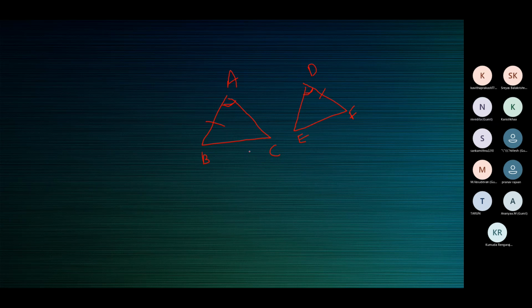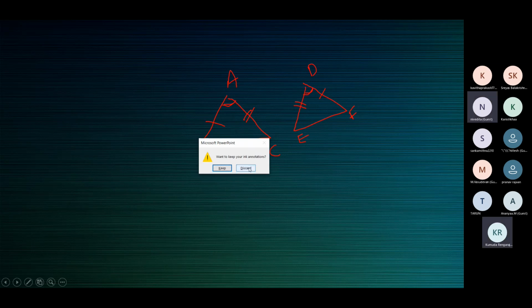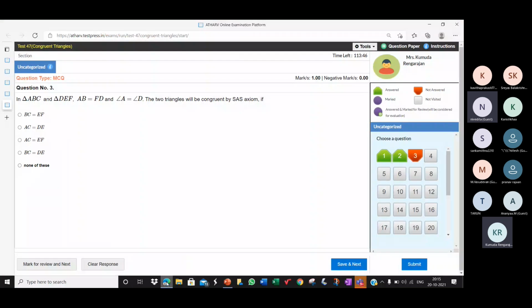Is that correct, ma'am? SAS means two sides and the included angle. This angle is contained by which two sides? AB and AC. And this angle is contained by which two sides? DE and DF, ma'am. So AC should be equal to DE. AC should be equal to DE.